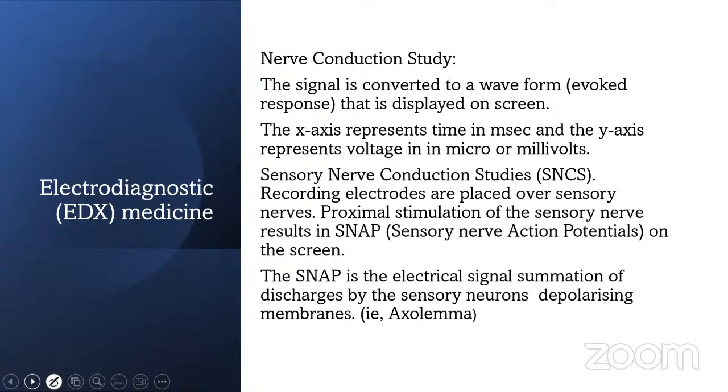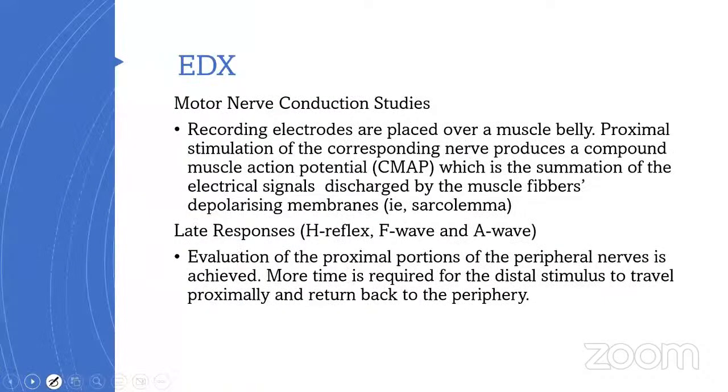Recording electrodes are placed on sensory nerves to record sensory nerve conduction studies. Proximal stimulation of the sensory nerve results in a sensory nerve action potential on the screen. It is the electrical signal summation of the discharges by the sensory neurons depolarizing the membranes, the axolemma. So you do a sensory nerve action potential and you do motor nerve action potentials.